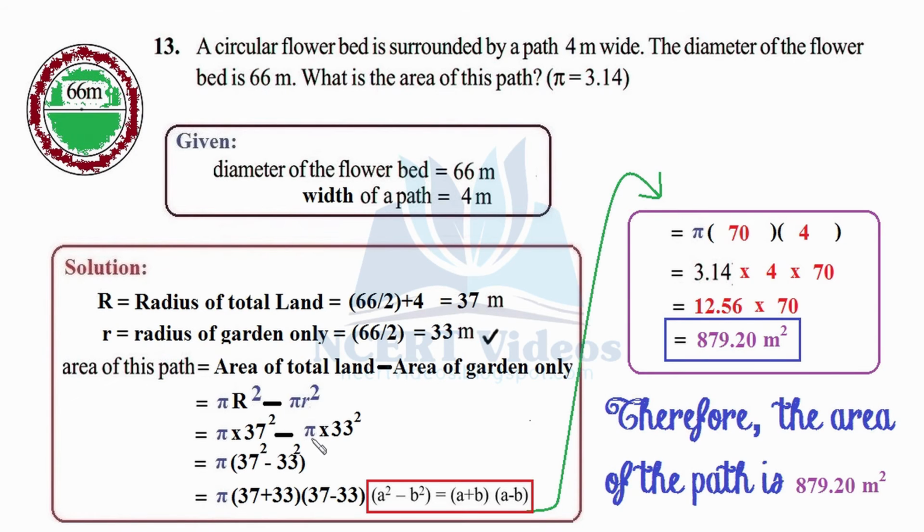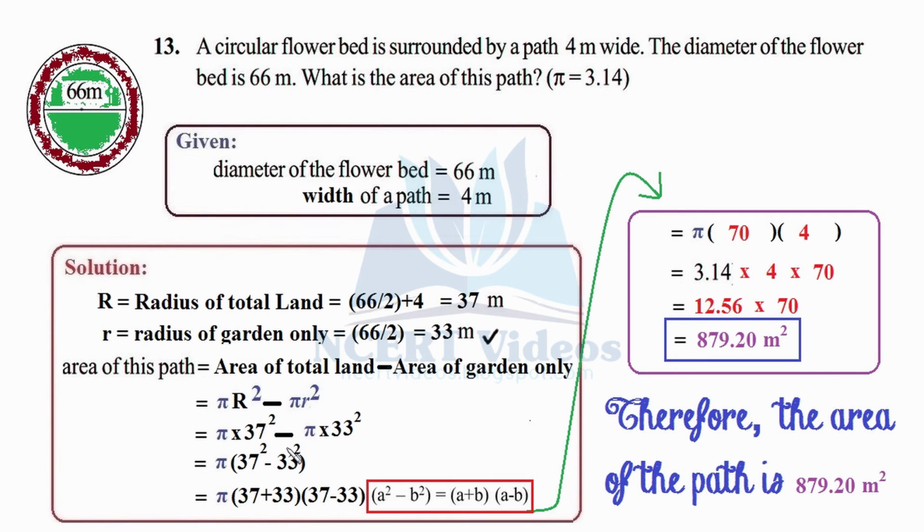Minus pi, small r is 33 meters, so 33 square. Let's take pi as common: 37 square minus 33 square. Now don't go with the complex calculation. Use your algebraic identities. Here you get a clue. These are different numbers, so a and b are different numbers.